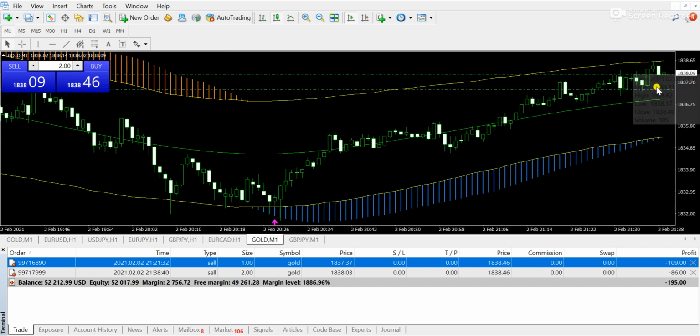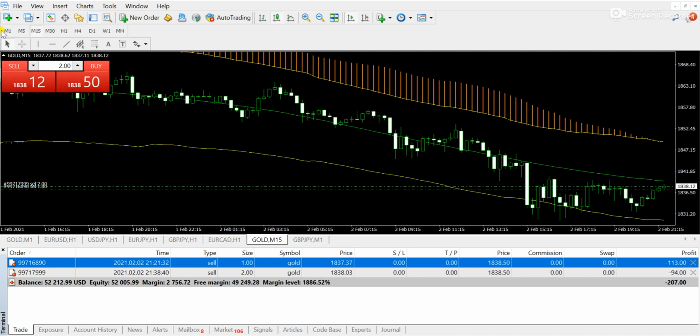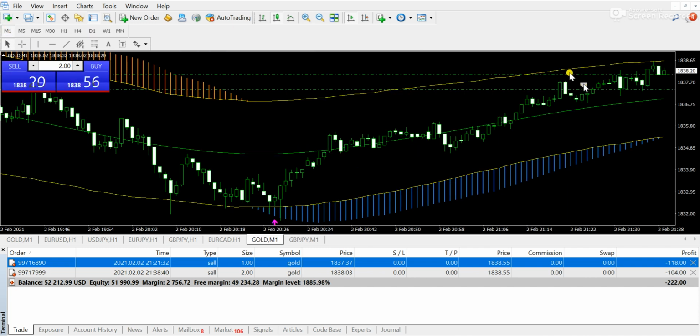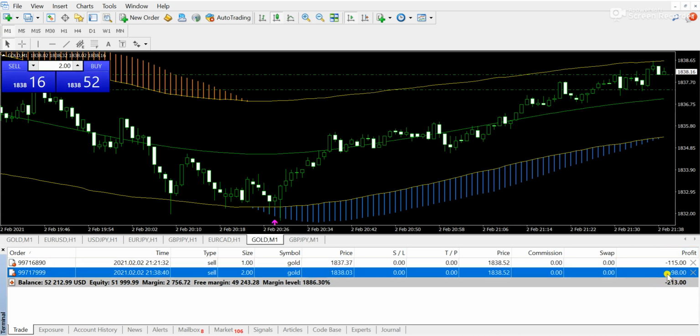So this indicator works very perfectly on the 1 minute and 15 minutes. So first of all, identify the trend, what it is like. It is already telling you that it is going down, and then you have to apply the same strategy onto the 1 minute chart.